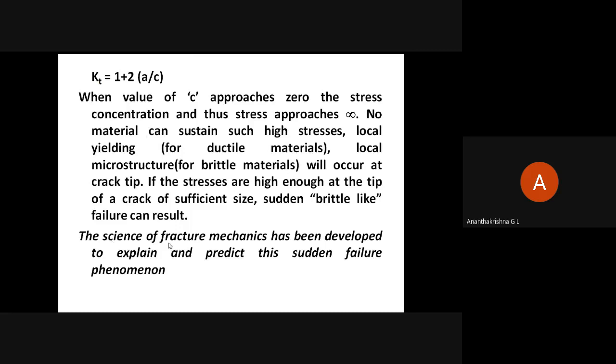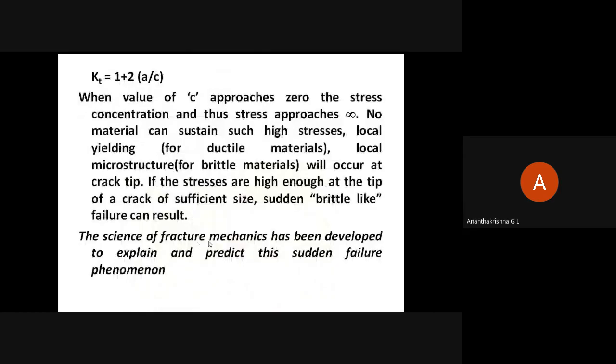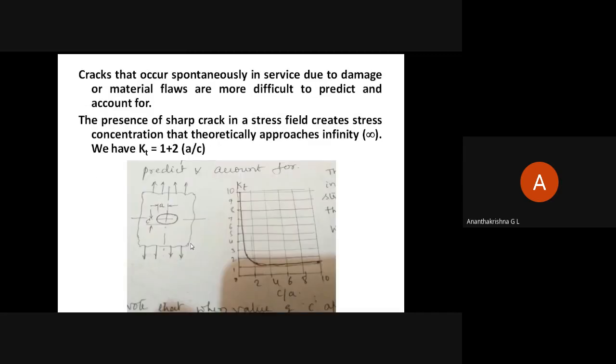So the science of fracture mechanics has been developed to explain and predict this sudden failure phenomena. It assumes there is a presence of crack already, and how it behaves. That is what fracture mechanics is all about. We know fatigue failure will occur because of crack nucleation and crack propagation. So therefore, the science of fracture mechanics assumes the presence of a crack in the component already and then predicts its sudden failure phenomena. This is what is fracture mechanics.